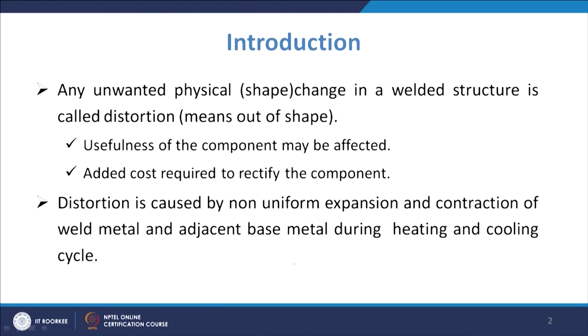Now, distortion is caused by non-uniform expansion and contraction of weld metal and adjacent base metal during the heating and cooling cycle of the welding process. As we know, when the welding process is going on, the heat will be dissipated towards the sides. When the heat is dissipating, the temperature on the sides will increase, and so there will be expansion.